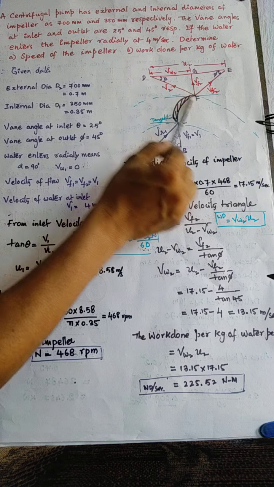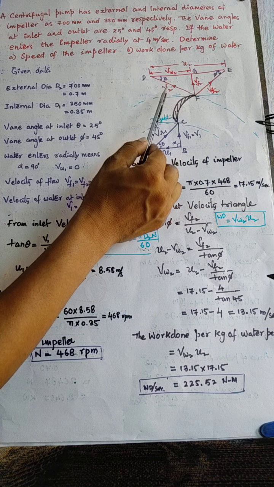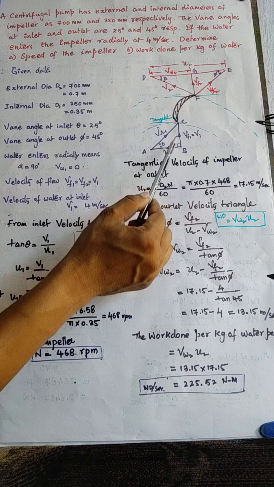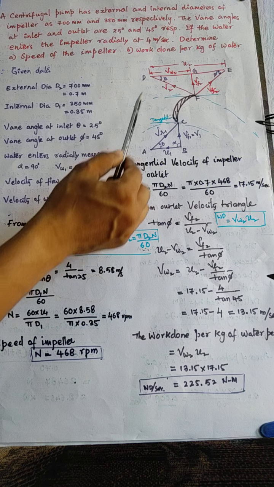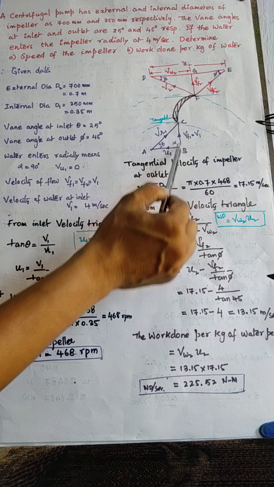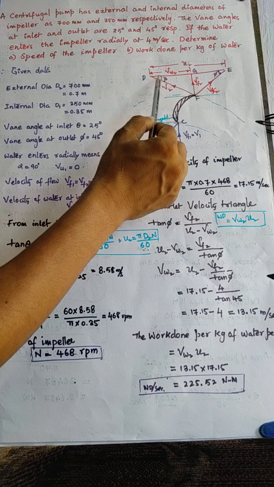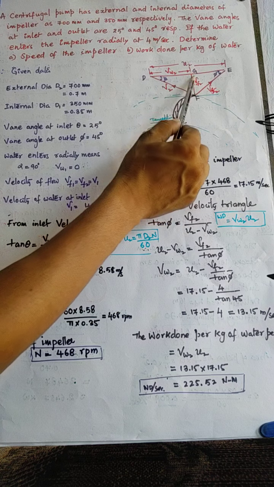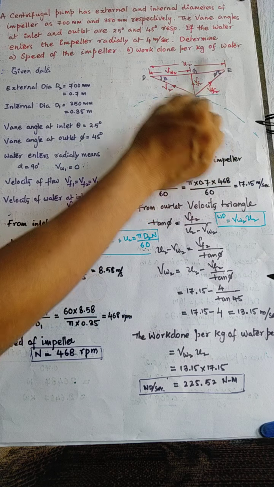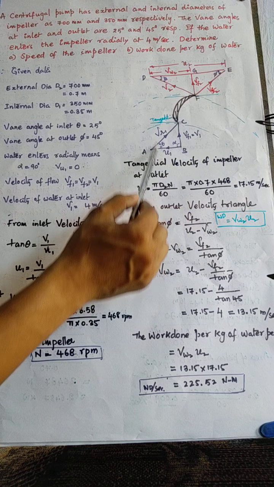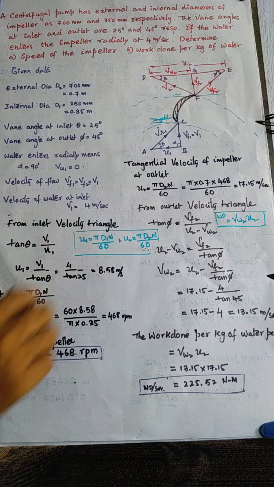So V2 has some inclination, that is why you have to resolve this one into two components. One is vertical component, the other horizontal component. So vertical component is Vf2 and horizontal component is Vw2. Here there is no Vw1 component because of 90 degrees inclination, but here beta is some angle of inclination, that is why we resolve into horizontal as well as vertical components. So this is the velocity diagram at outlet and inlet. By using these two inlet and outlet velocity diagrams, we are going to solve the problem.